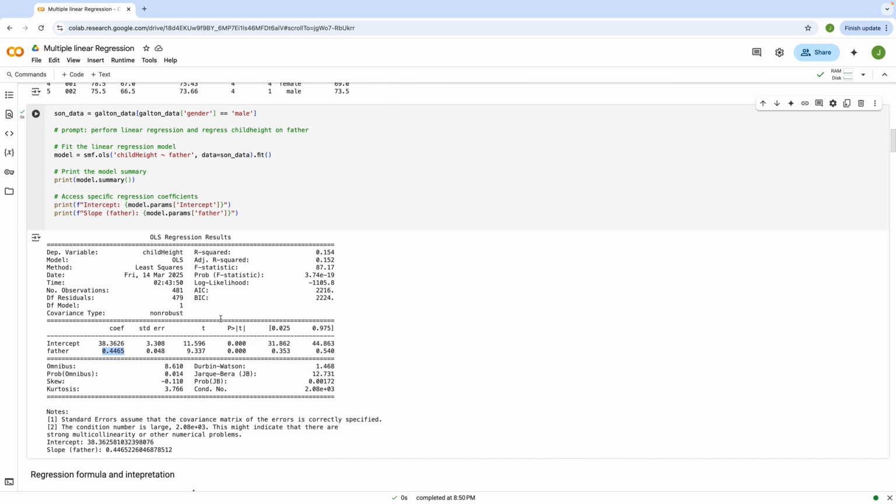What that means is that Galton's hypothesis of regression to the mean is not due to random chance. It is, in fact, a feature.